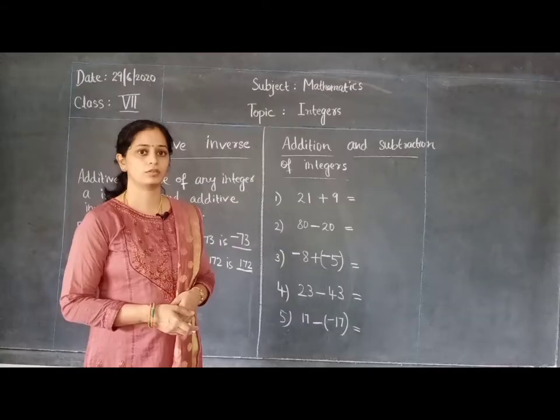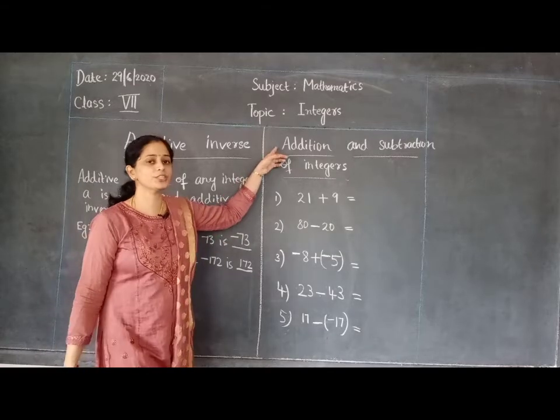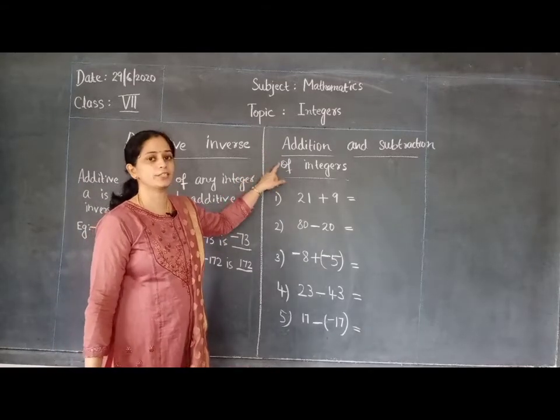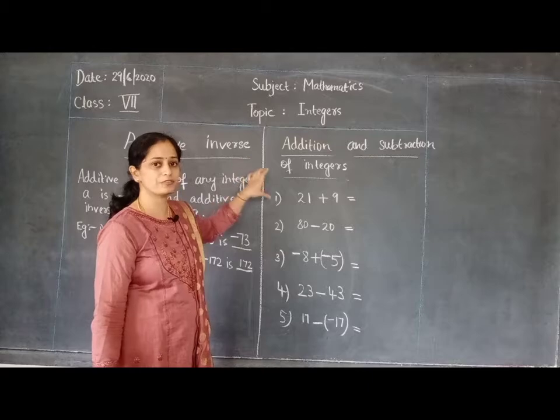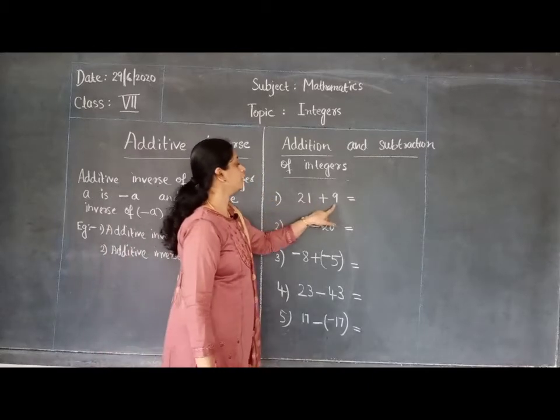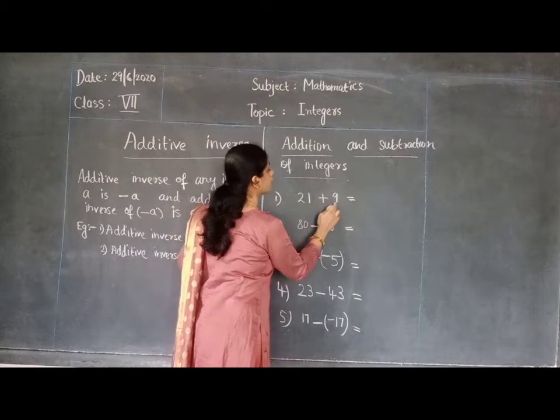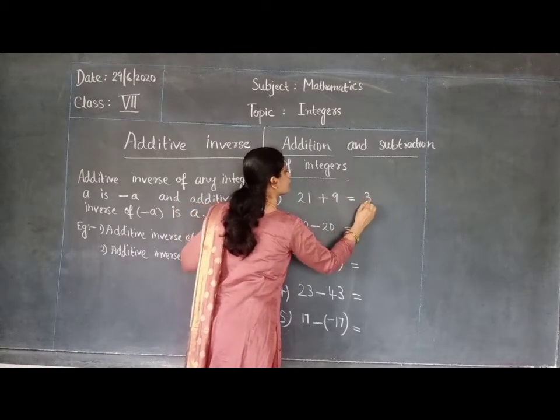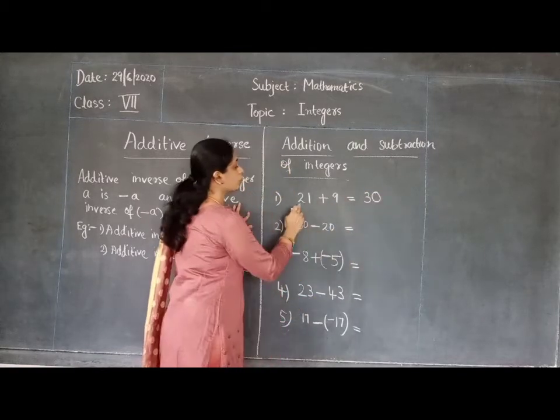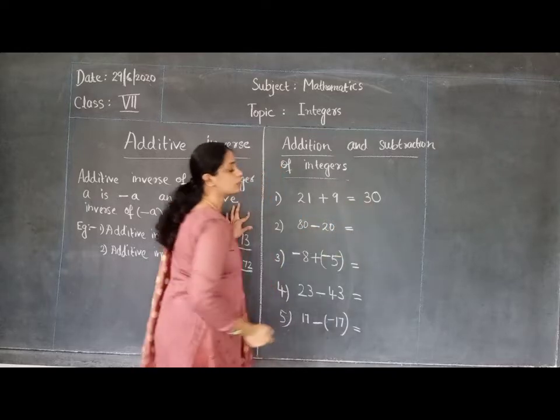Now let us continue addition and subtraction of integers. So we will move on to the first example. 21 plus 9. Both are positive here. So 21 and 9 you should add. So the answer is 30. So 21 plus 9 is 30.